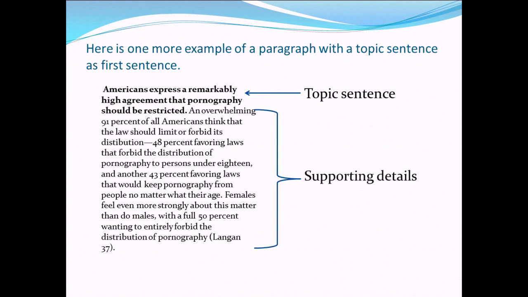Supporting details. An overwhelming 91% of all Americans think that the law should limit or forbid its distribution, 48% favoring laws that forbid the distribution of pornography to persons under 18, and another 43% favoring laws that would keep pornography from people no matter what their age. Females feel even more strongly about this matter than do males, with a full 50% wanting to entirely forbid the distribution of pornography.